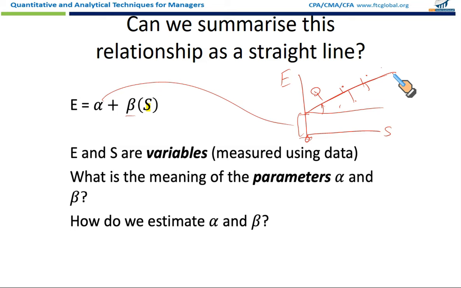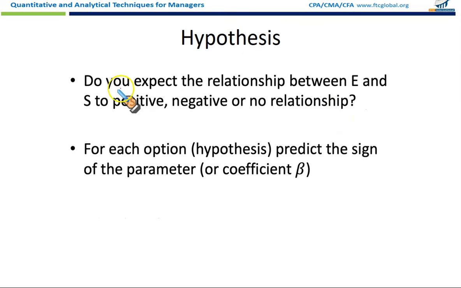So this way we can find the line that best fits these data points. Do you expect the relationship between E and S to be positive, negative, or no relationship? Absolutely positive. The more years you spend in university, the higher earning you should expect. There is a clear positive relationship even without any statistical data on hand.